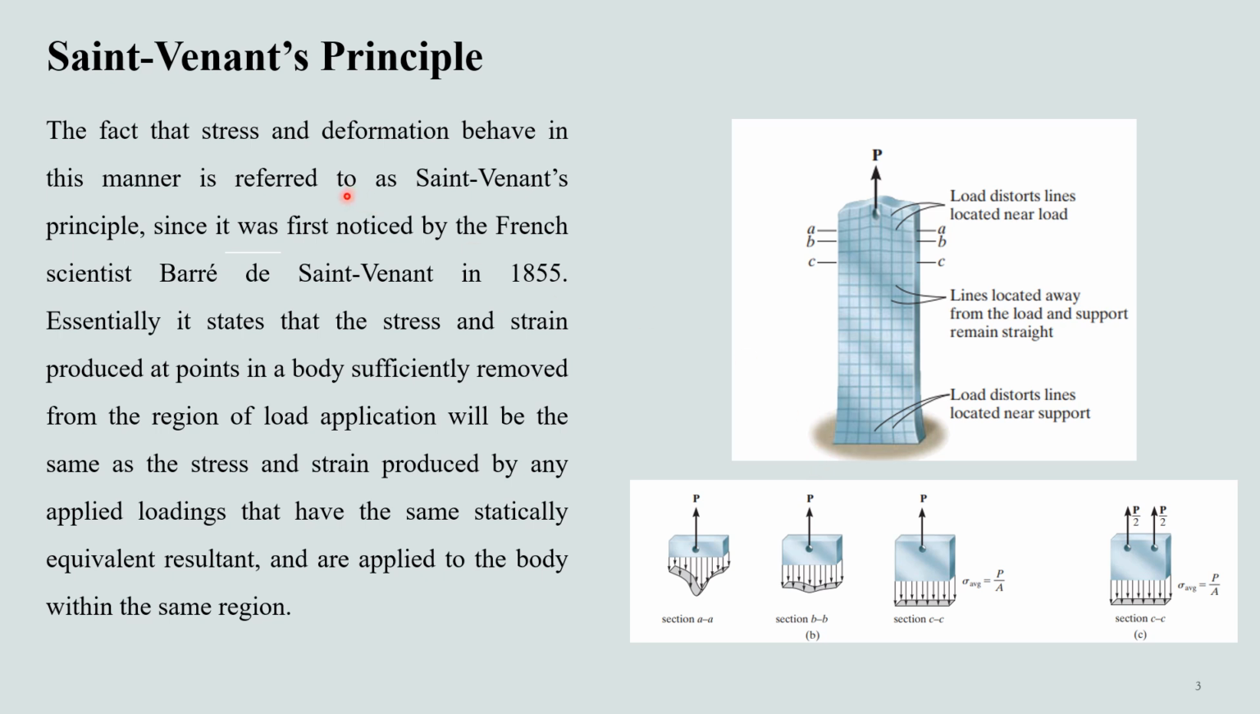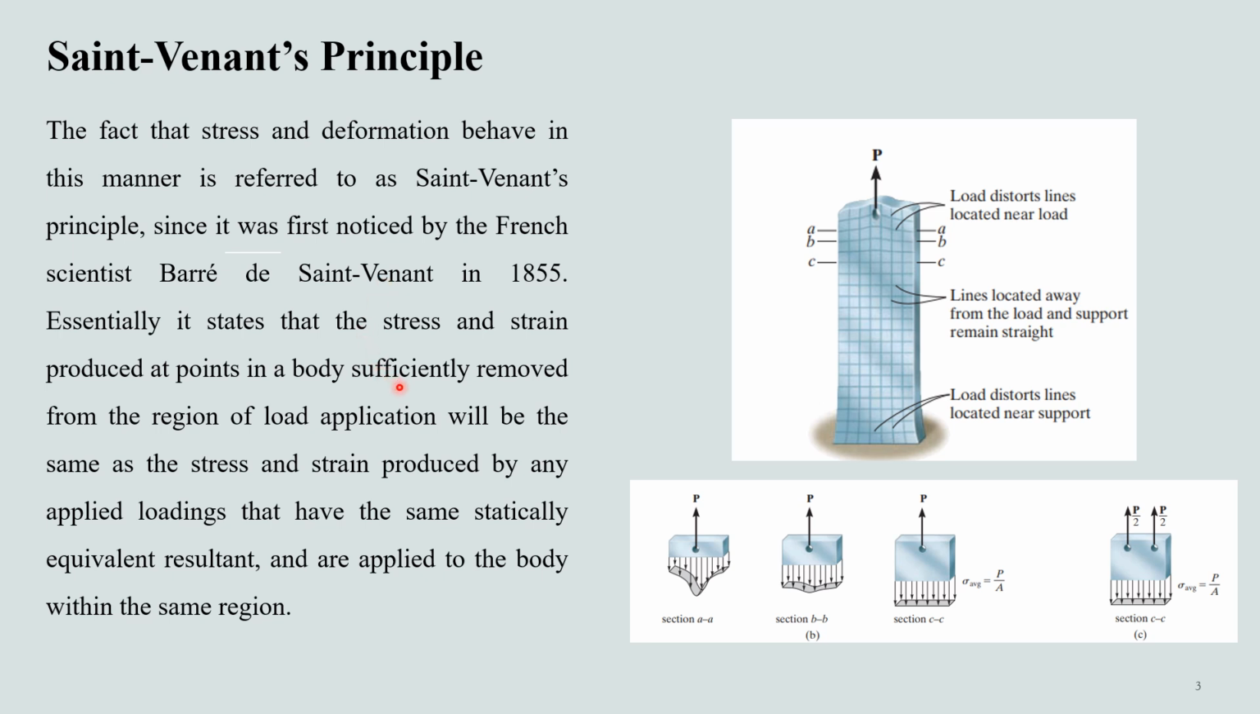The fact that the stress and deformation behave in this manner is referred to as Saint-Venant's principle, since it was first noticed by the French scientist Saint-Venant in 1855. It states that the stress and strain produced at points in a body sufficiently removed from the region of load application will be the same as the stress and strain produced by any applied loadings that have the same statically equivalent resultant and are applied to the body within the same region.